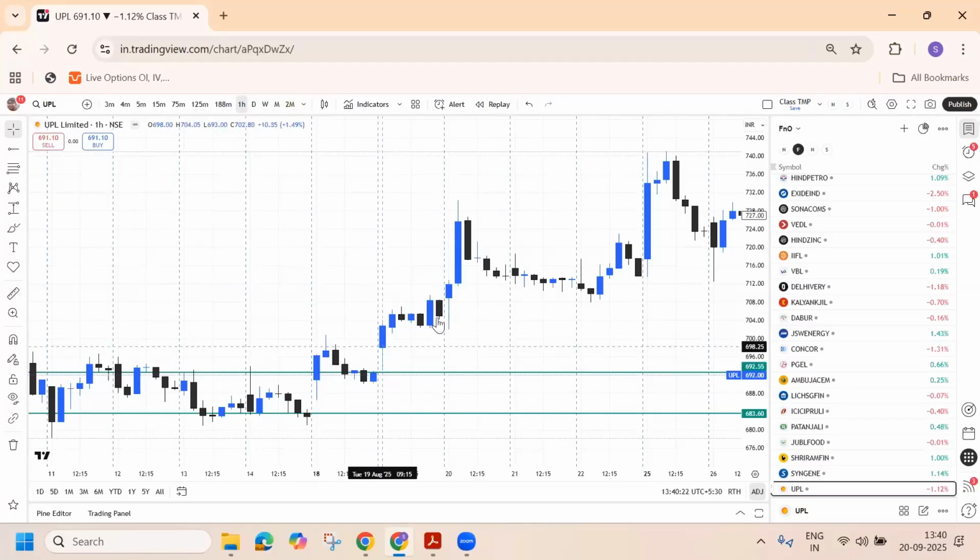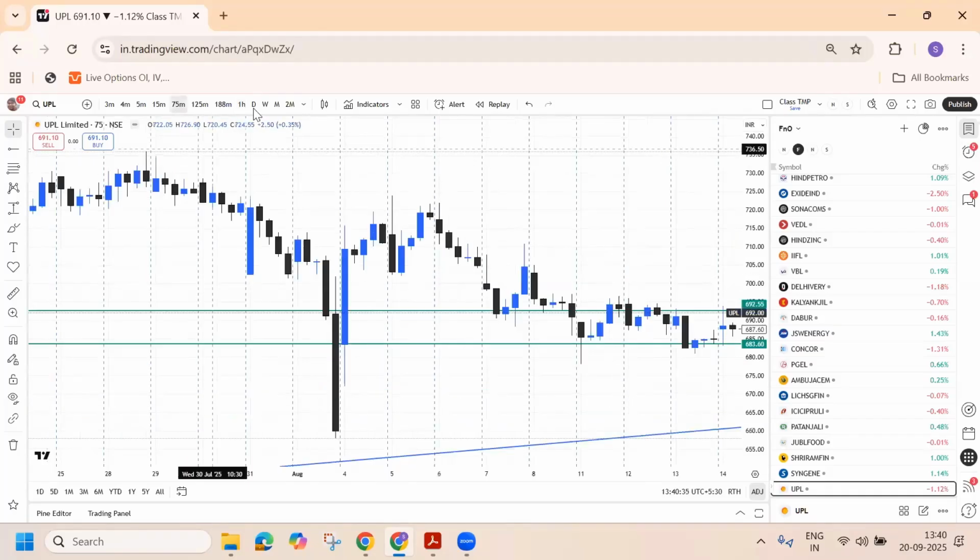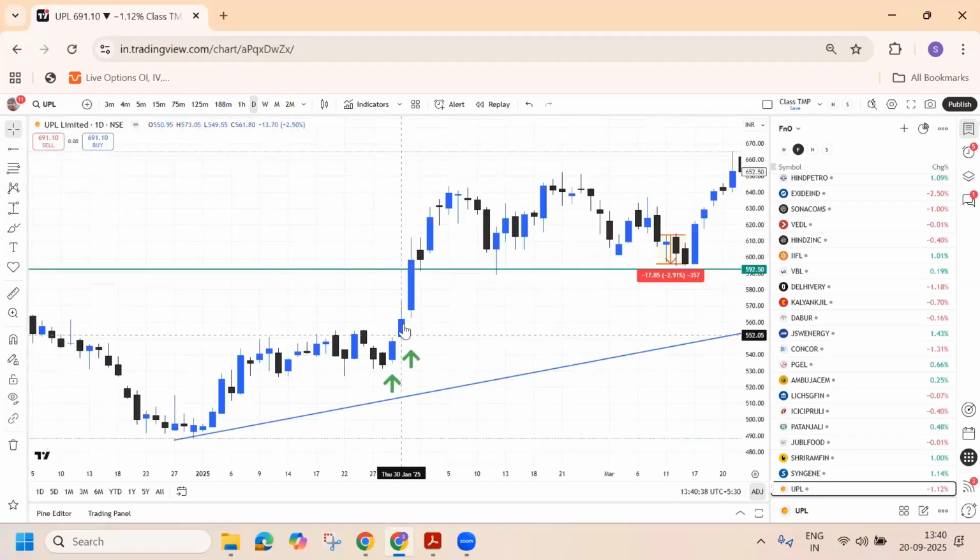So 6 into 6, 360, and the last candle is a 15-minute candle. So to avoid this last candle being an anomaly, we have taken the 75-minute candle. Basically, because one of the previous two candles is a confusion candle, I am going to a 75-minute candle, and the date is 31st Jan 2025.